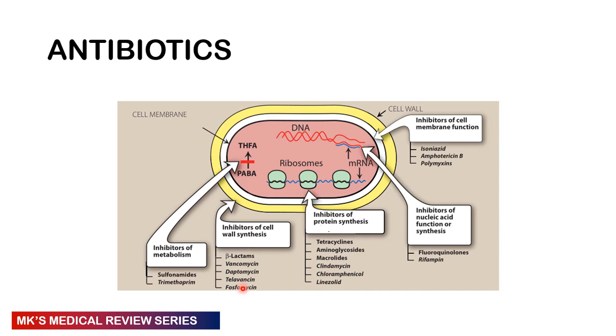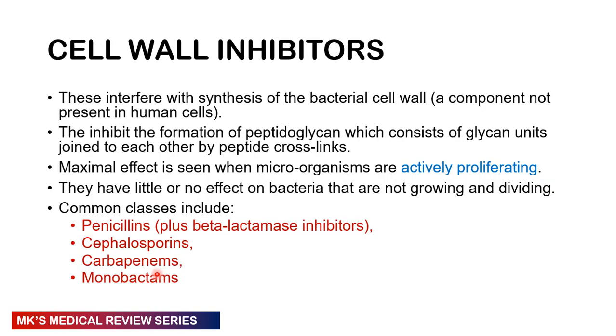Inhibitors of cell wall synthesis: the beta-lactams, vancomycin, daptomycin, and so on and so forth. Here, I think I only discussed beta-lactams, which are the penicillins, cephalosporins, carbapenems and friends. Then, of course, the inhibitors of metabolism, sulfonamides and trimethoprim, which I think I discussed, trimethoprim and sulfamethoxazole. So we'll start with cell wall inhibitors.